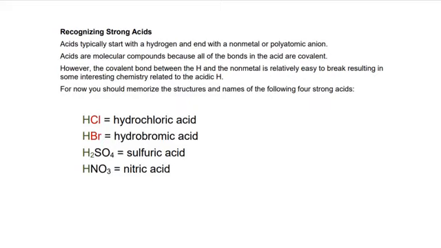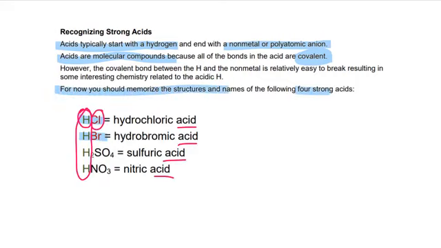Okay, so now let's look at acids. Now, acids start with hydrogen, and then they end with either a nonmetal or a polyatomic ion. So there are binary acids like these two. Binary, remember, means 2. So I've got hydrogen, which is a nonmetal. Chlorine is a nonmetal. So notice that all of these start with H. Acids start with hydrogen. They're molecular compounds because all the bonds are covalent. And you should memorize these 4 strong acids.